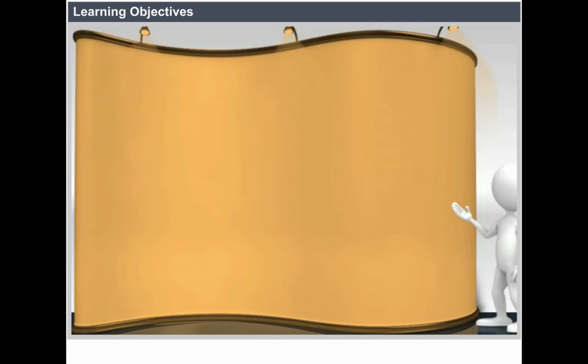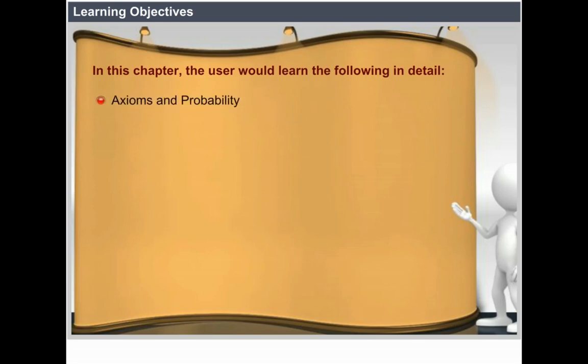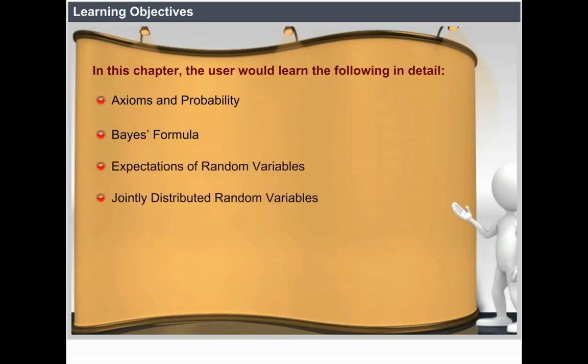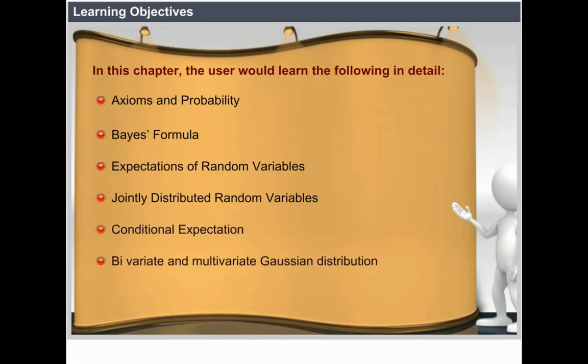Learning objectives. In this chapter, the user would learn the following in detail: axioms and probability, Bayes formula, expectations of random variables, jointly distributed random variables, conditional expectation, bivariate and multivariate Gaussian distribution, some applications, a list model, a random graph.